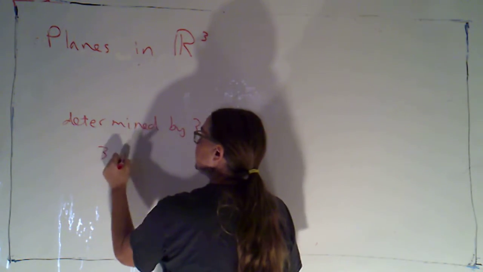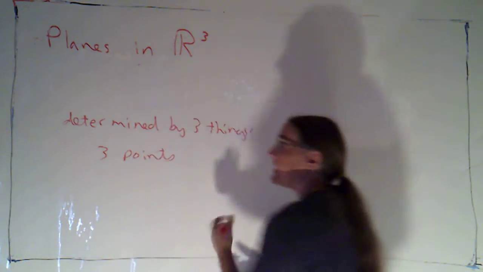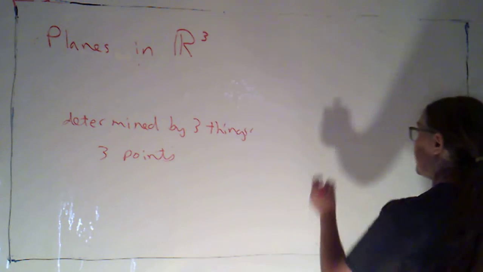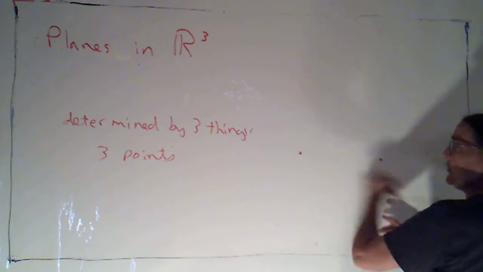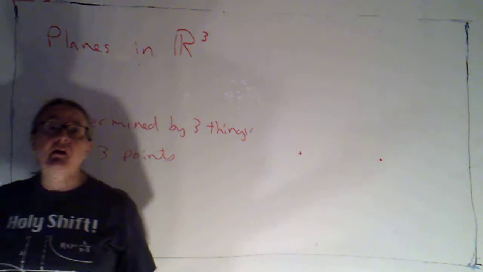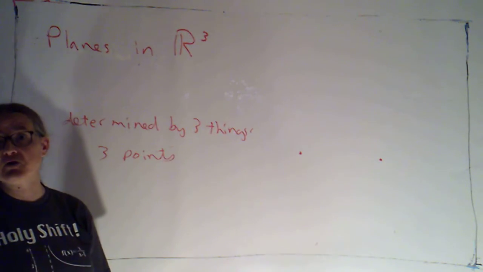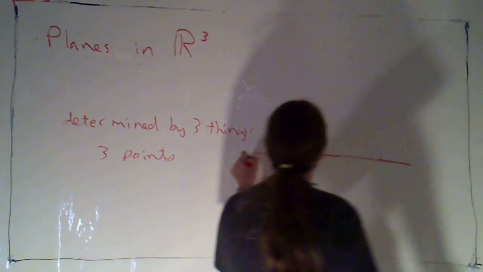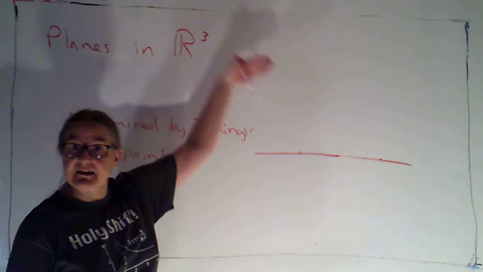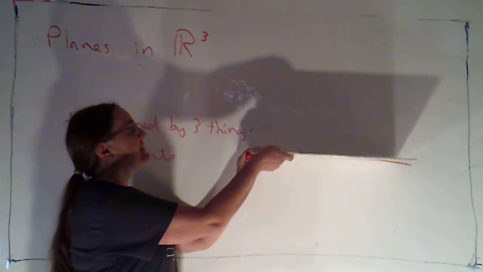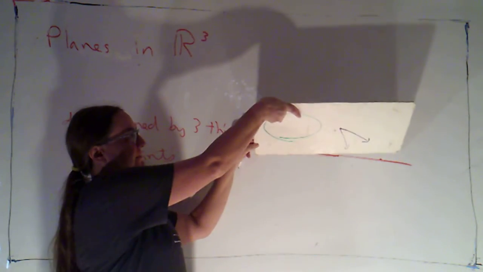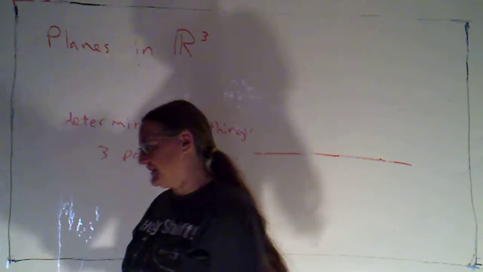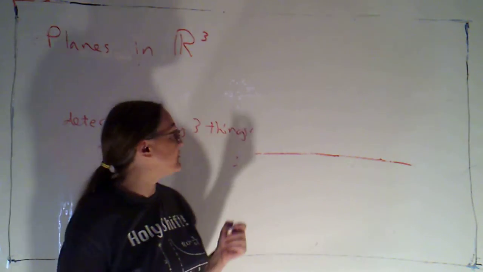One possibility is that it's determined by 3 points. If I have 3 points, that's going to uniquely determine a plane. To illustrate that, let's just suppose I've got a point and a point, so I just have 2 points. Well, there are infinitely many planes that contain those 2 points. Those 2 points would determine this line. Now, clearly that line is contained in the plane consisting of my whiteboard, but that line is also contained in this plane, and this plane, and this plane, and this plane. So there are infinitely many planes that contain those 2 points.